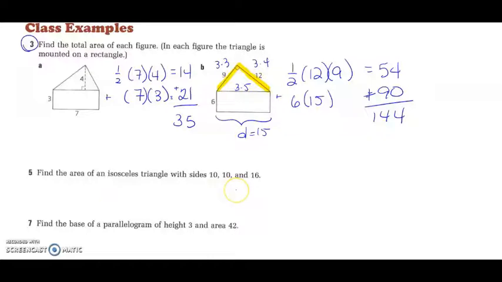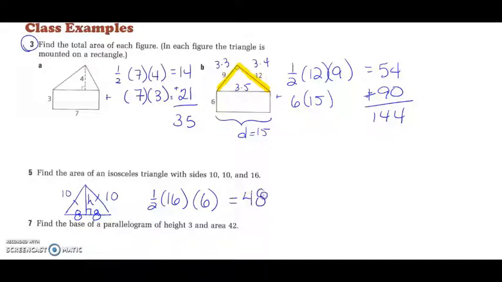Find the area of an isosceles triangle whose sides are 10, 10, 16. Remember, when I drop the altitude down, it's also the median in an isosceles triangle. So here we have 8 and 8. So 1/2 of 16 times whatever this height is. That's 2 times 4. That's 2 times 5. That must be 2 times 3. So 8 times 6 is 48.